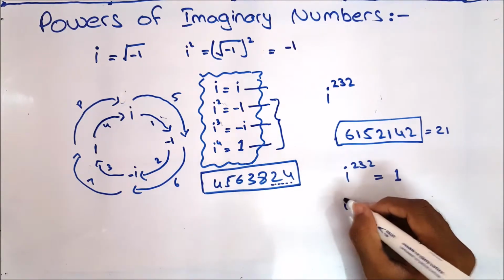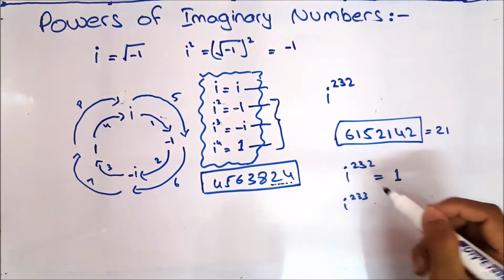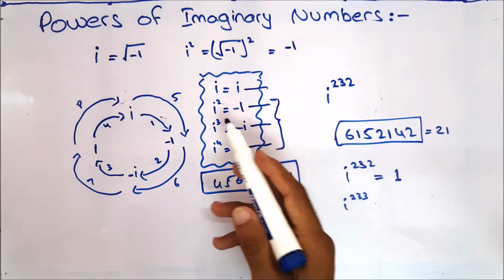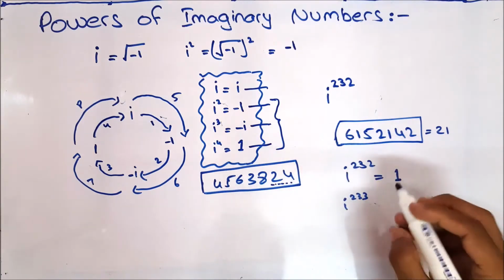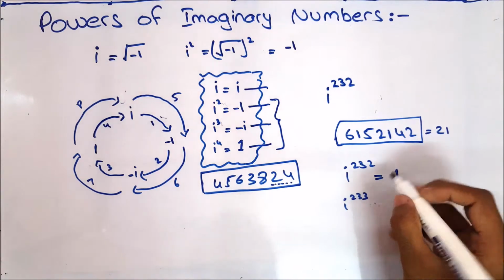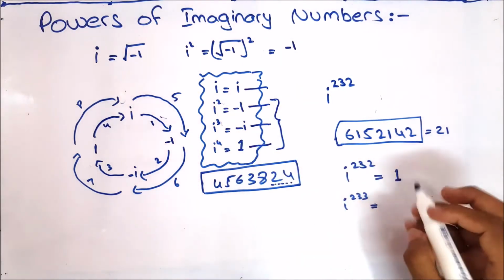Suppose we had i raised to the power 233. It is not divisible by 4 because it's not even, so it's not even divisible by 2 as well. Let's check for 3. The sum of all these digits is 2 plus 3 plus 3, 8. 8 is not divisible by 3, so we are only left with one option, this is i.